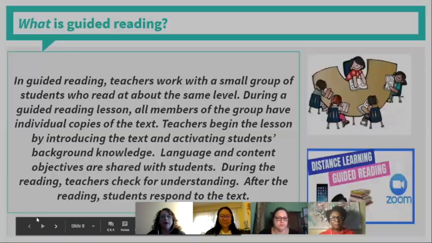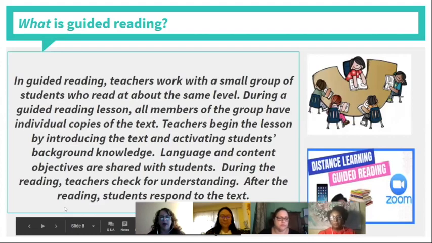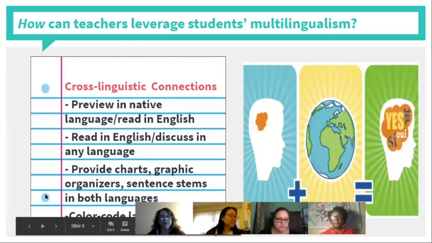So as I said, back in the day, you sat at the kidney table, everybody had their own book. But even in distance learning, if you're teaching remotely, you can have the text on the screen that the students can access. You can share the text so they can reread it. And I just personally think that guided reading is a good way to do this.